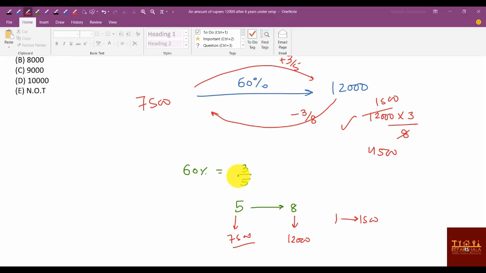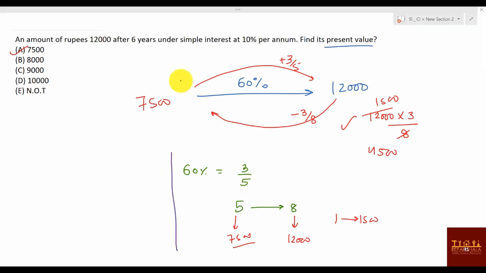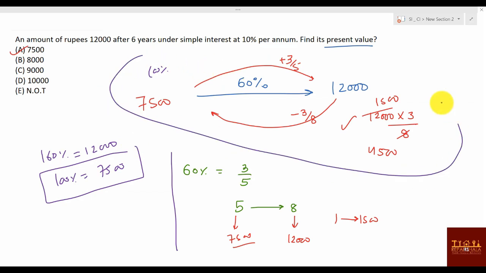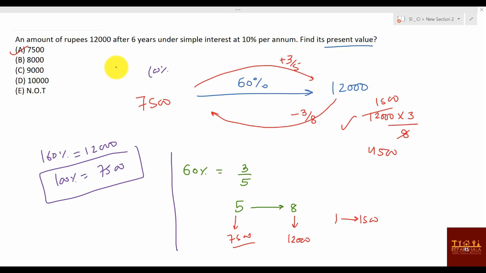Another approach. 100% was the value. 60% increase, 12,000. So you can say 160% is 12,000. So 100% value is 7,500. Clear? Whichever method you like, you follow. It should be short. I would say this is the shortest method, right? Okay. Clear?